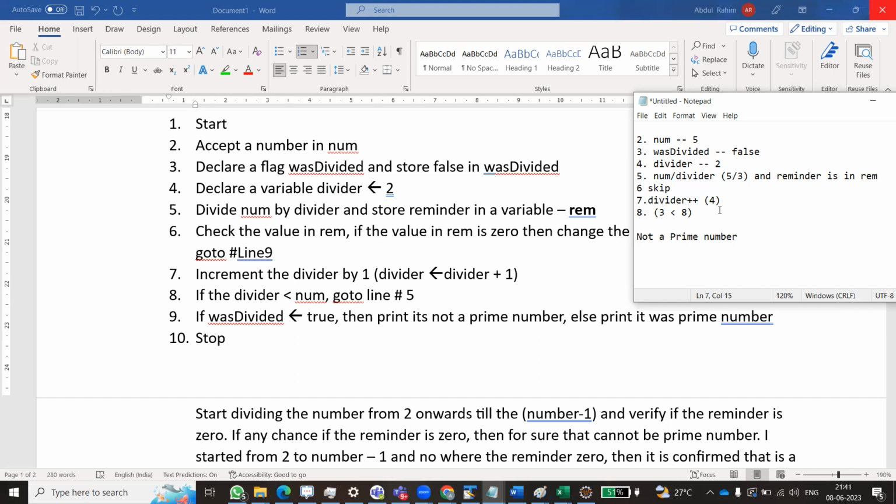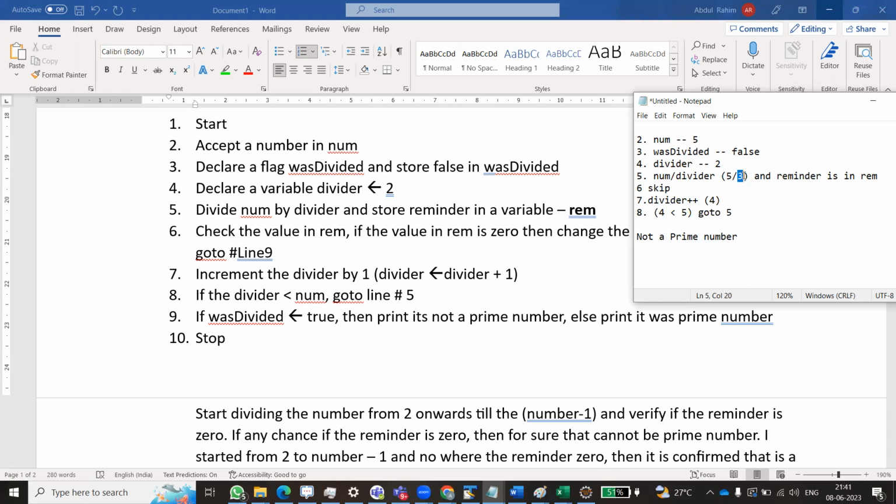Is 4 lesser than 5? Sorry, this is not 8, this is 5. Yes. So I will go back to where? If true, what is the line number I'll be going back to? 5. Back to 5. Again, I'll come here.